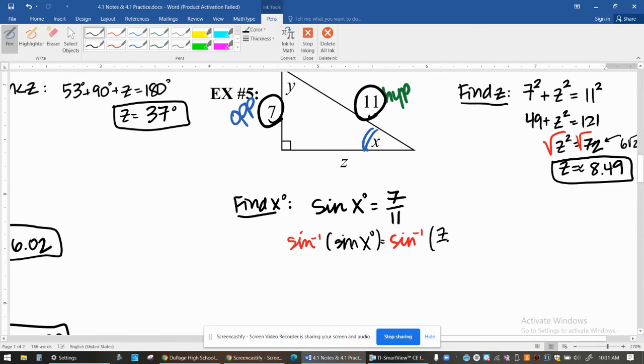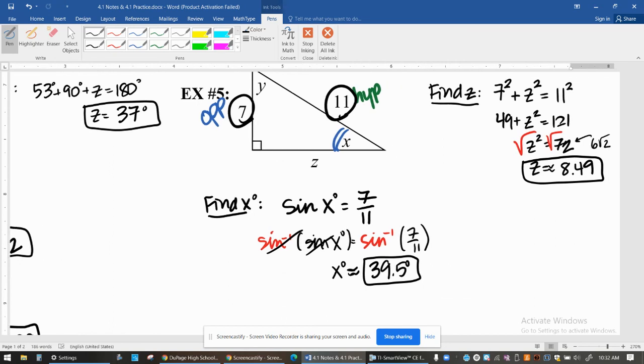All right, so remember to cancel sine, you have to use sine inverse. That leaves you with x as an angle is the sine inverse of 7 over 11. So what is the sine inverse of 7 over 11? Well, it's approximately 39.5 degrees. Don't forget your bubble. So from the point of view of x, 7 is opposite from it, and 11 is the hypotenuse, right?